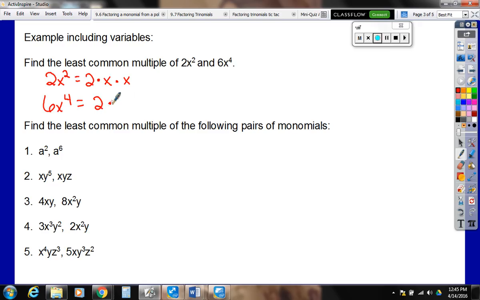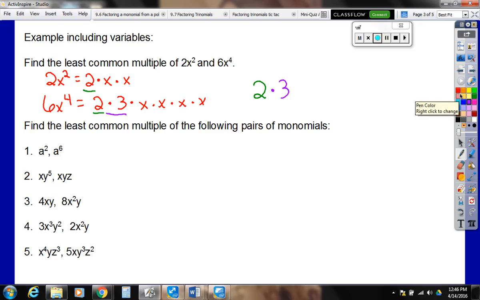2 times 3. And then it would be times x, which is 4 times. Yeah, times 4 x's. So we have 3 different prime factors: 2, 3, and x. 2 appears in both only 1 time, so we're going to write down 1 instance of 2. 3 appears only 1 time, so we write down 1 instance of 3.